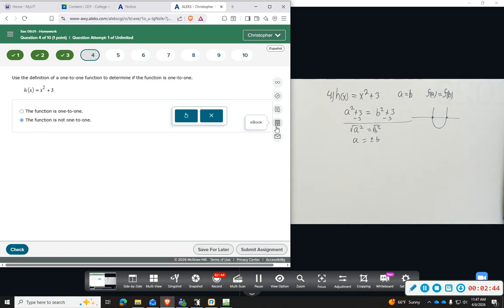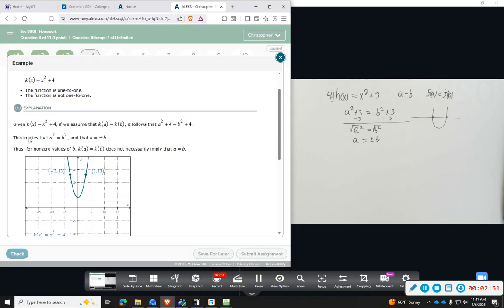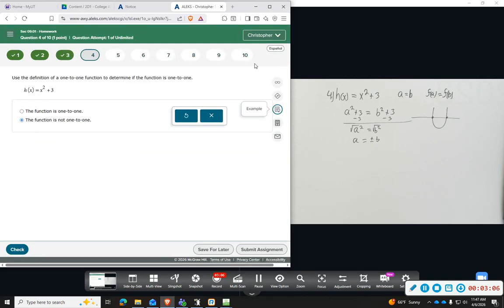Let me actually look and see if that's the same way they do it. I don't know if they do anything different. They just showed the graph. They do k of a and k of b. So yeah, you just plug in a and b, and then you go through and solve it, and then yeah, they're showing the same thing. Okay, I don't know if there was another method.